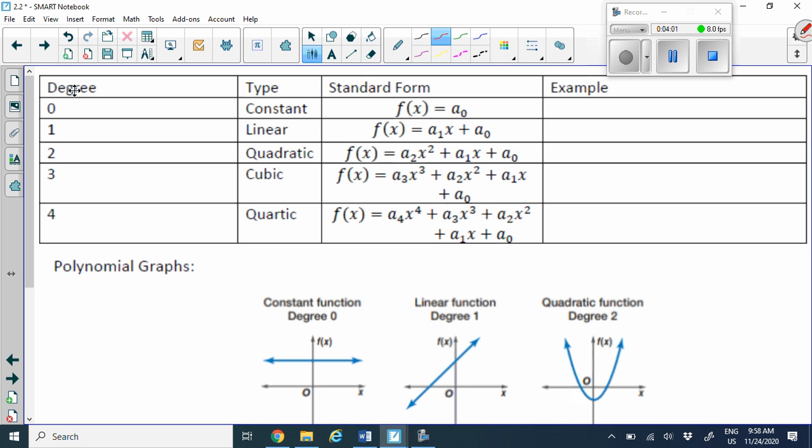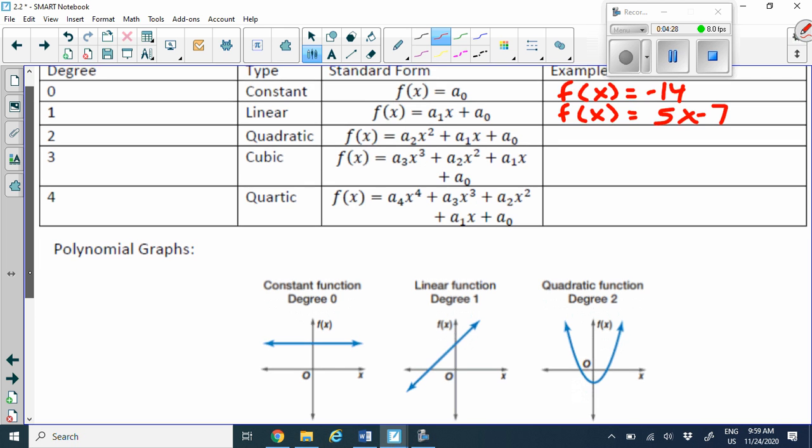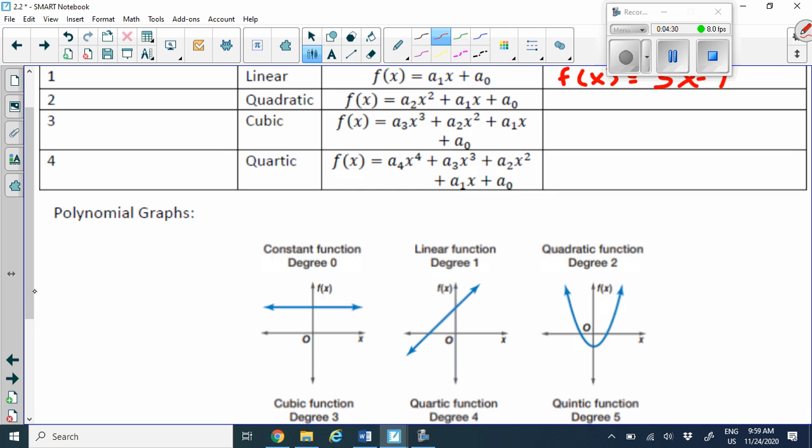Okay, we have it when degree is 0. That is when we have the constant. So this could be when we have, for example, f of x equals negative 14. Very good. Okay, let's talk about when we have a linear. This is when we have a degree of 1. So this is what you guys have learned a lot. So an example would be like 5x minus 7.